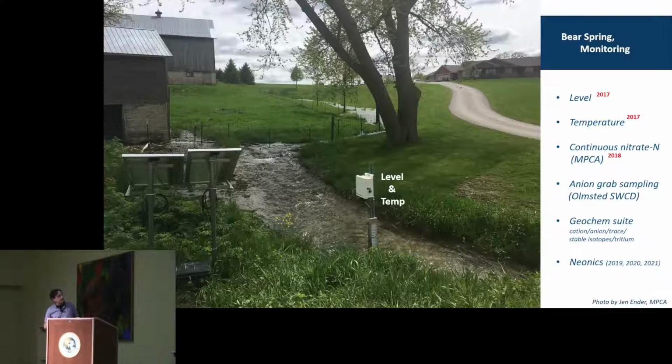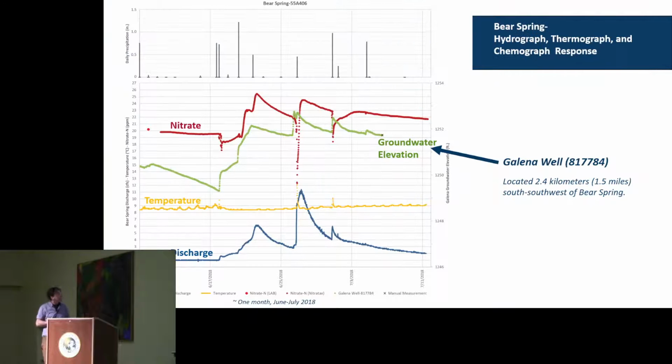And starting in 2017, we instrumented it with level and temperature, talked the Minnesota Pollution Control Agency the next year into coming out and putting in continuous nitrate for us. And since then, we've been doing anion grab sampling and geochemical suites and doing some specific pesticide collection too for neonicotinoids. They came on the market in the 1990s, so if you detect their presence, you kind of have a residence time indicator with them in your spring. And we've been getting some pretty sweet data.